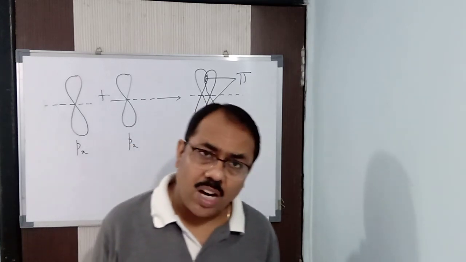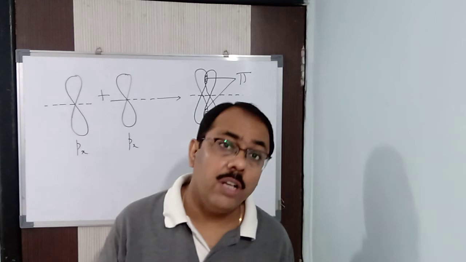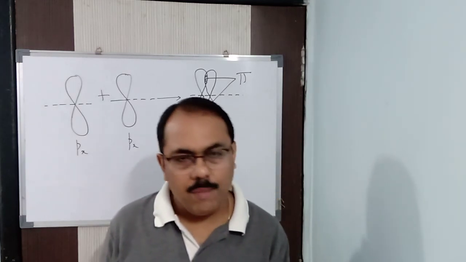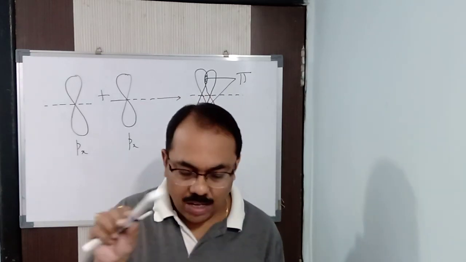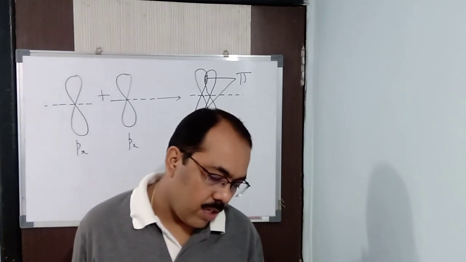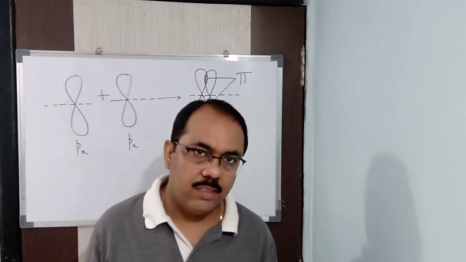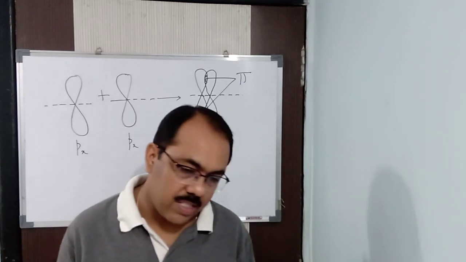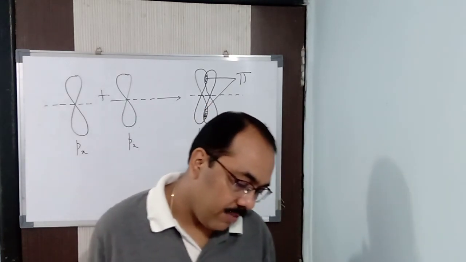I have already said that in a pi bond, one lobe will be smaller and another lobe bigger during or after bond formation. Before bond formation, both lobes are of the same size. But in a sigma bond there is no such thing, because we don't have any lobes in a sigma bond. We have a spherical shaped orbital. In a sigma bond, the overlapping takes place symmetrically. But in a pi bond, overlapping of atomic orbitals takes place above and below the internuclear axis, as you can see.